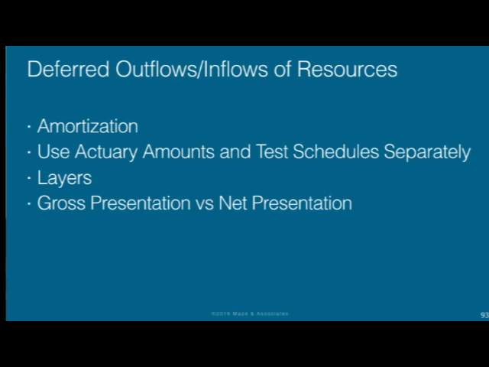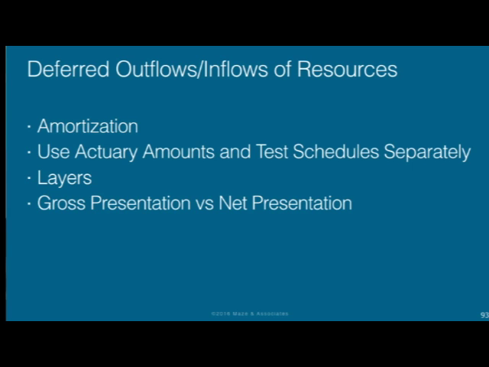Something else you have to do: use the actuary amounts, of course, and then test schedules separately. So you're getting the information from CalPERS. If you have an agent plan, you want to check their math. Make sure that the amortization schedule works. Some of it's just rounding usually, the dollar problems you have. So you want to make sure you're making those corrections consistently so that the math works.